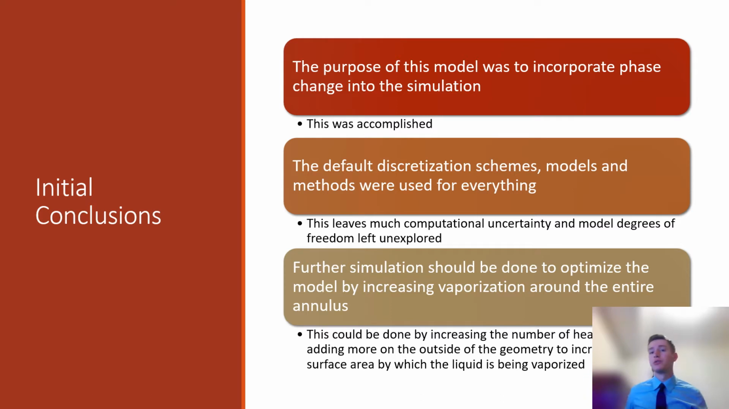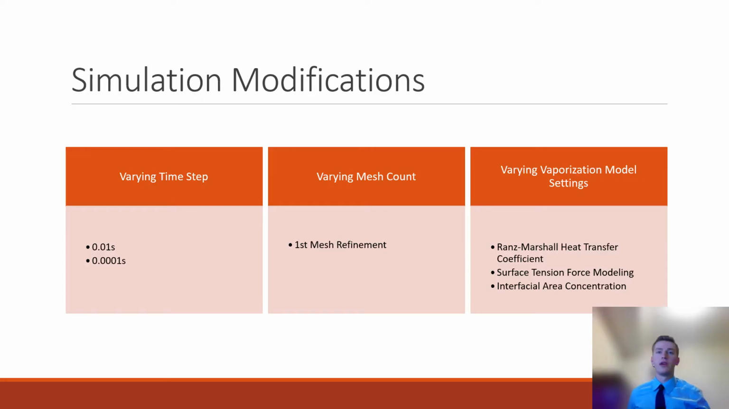However, the model used is very simple, and there are various things that can be improved upon to increase the computational certainty of the model. There are also many other things that can be changed and modified ultimately to optimize the system as a whole. In order to better the simulation, there are various modifications that were employed to see their effects on the results. Those being varying the time step, varying the mesh count, and varying some of the vaporization model settings to see their effects on the result.